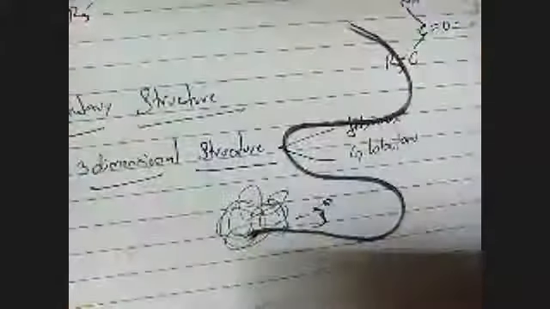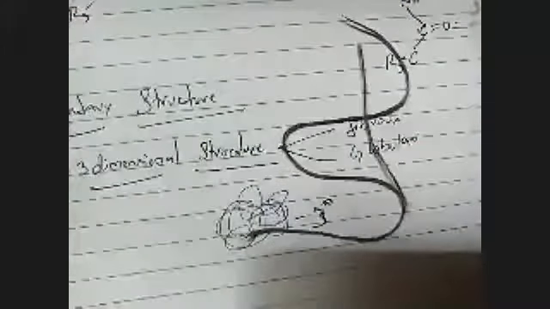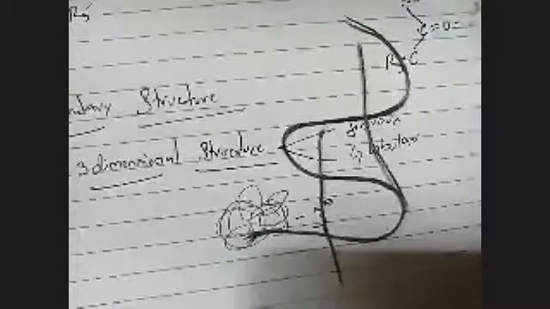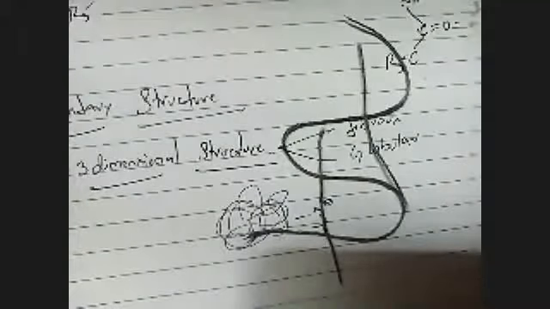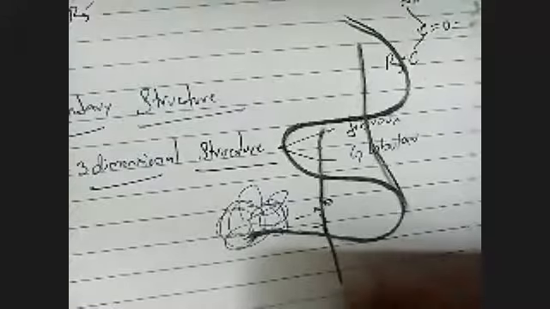So if this coil is connected with one more part, this is called beta pleated sheets. Fine. Next, tertiary structure. Tertiary structure, or we can say it as three-dimensional view structure.